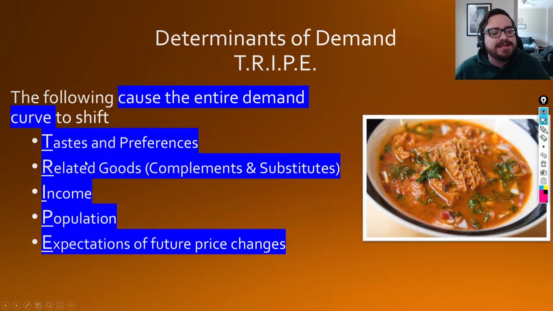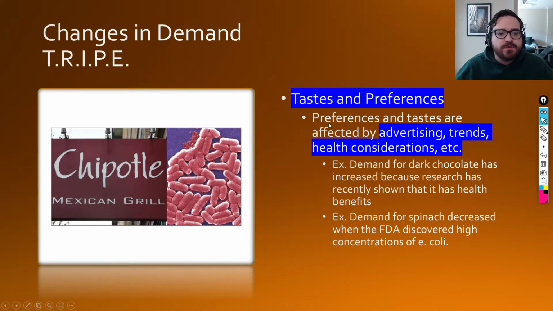But here are a list of things that can change demand. A handy-dandy acronym. Taste and preferences, related goods, income, population, and expectations of future price changes. When I go through each of these, this will all make sense to you of like, oh yeah, I would want things more or I would want things less based on X. So, first one, taste and preferences.